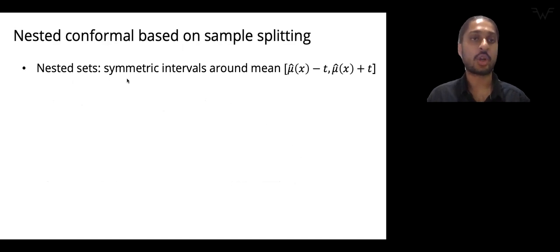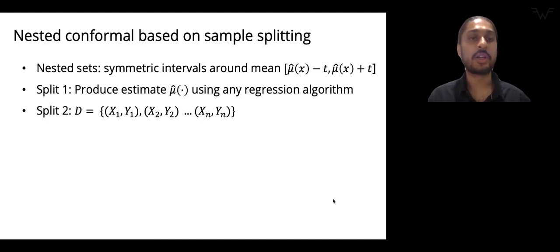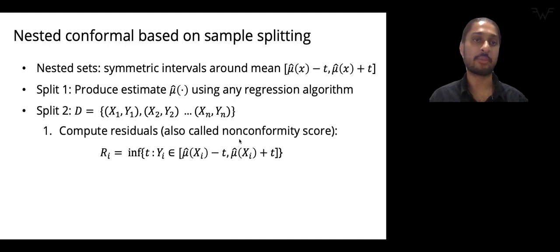Consider the nested sets corresponding to symmetric intervals around the mean. So it's mu hat of x plus minus t. This is just one illustrative example, and in general, you can consider any family of nested sets. The first thing we do is we split the data, and on split 1, we learn a mu hat, an estimate of expected value of y given x, using any regression algorithm. And on split 2, we perform calibration to learn the value of t. So let's say the split is given by this D, which is n data points.